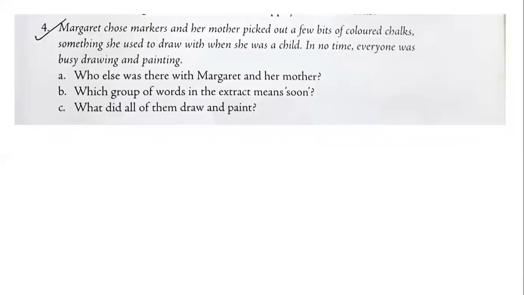Let's move on. Margaret chose markers and her mother picked out a few bits of colored chalks, something she used to draw with when she was a child. In no time, everyone was busy drawing and painting. Who else was there with Margaret and her mother? Who else was there? B. Which group of words in the extract means soon? C. What did all of them draw and paint?